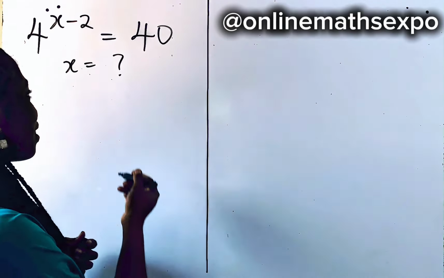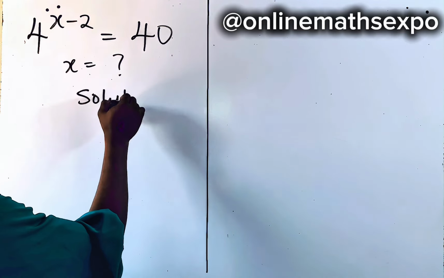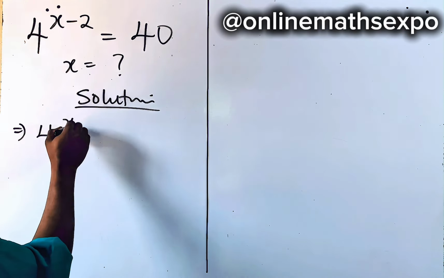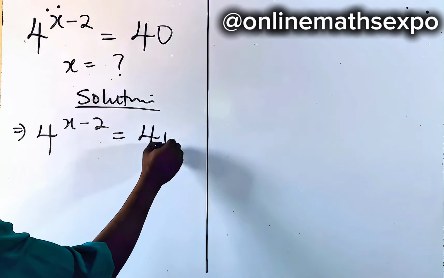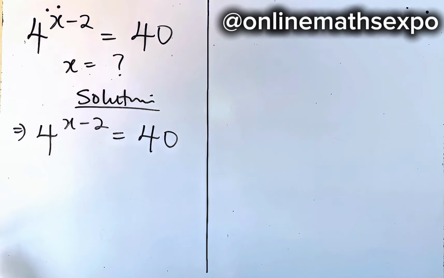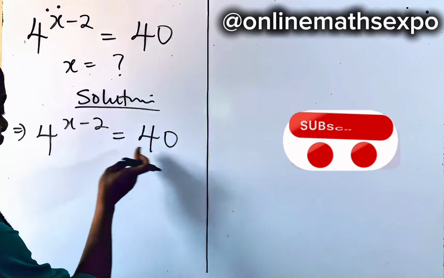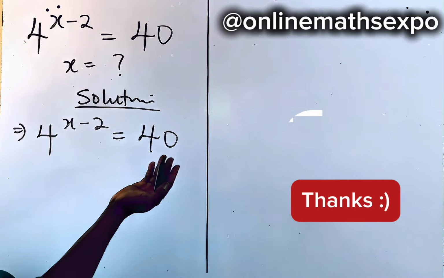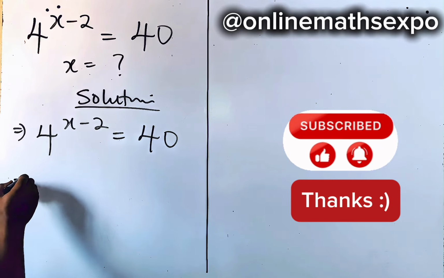So we're going to begin with the solution. This is what we have: 4 to the power of x minus 2 is equal to 40. Now, what do we do? Can we express 40 in powers of 4? You know it's not possible. So at this point, we can just take the log of both sides.